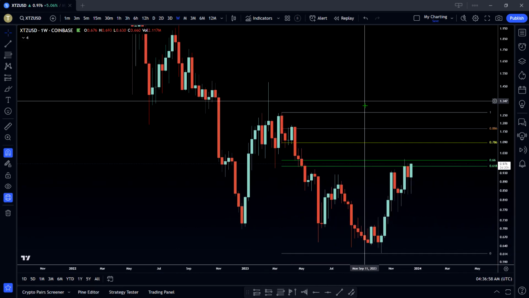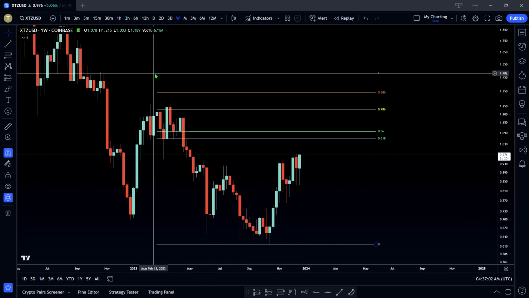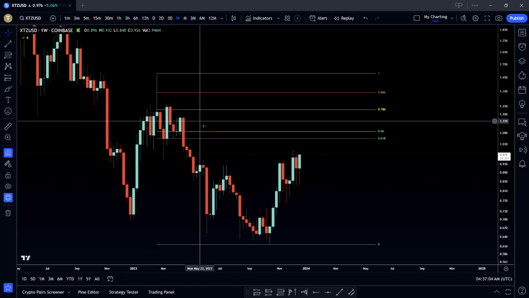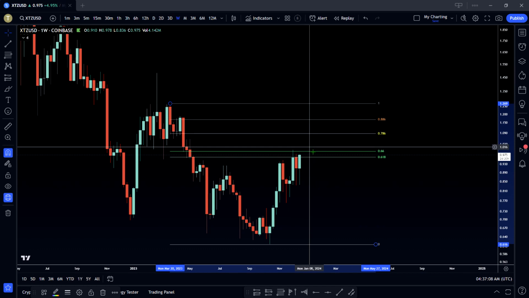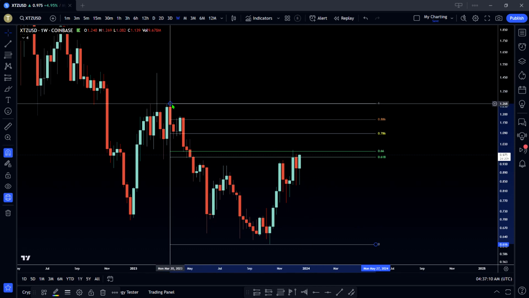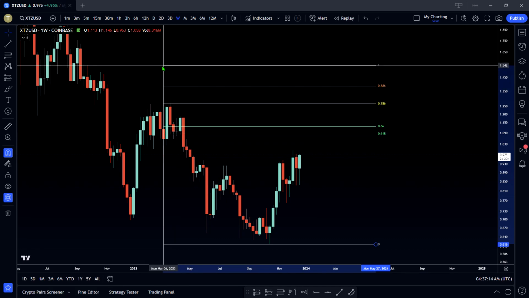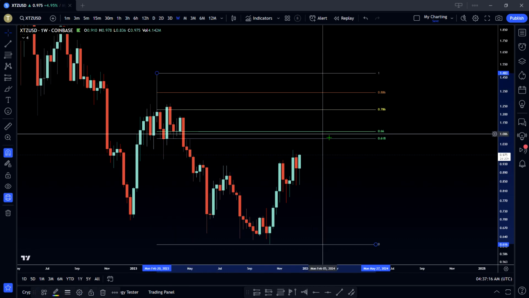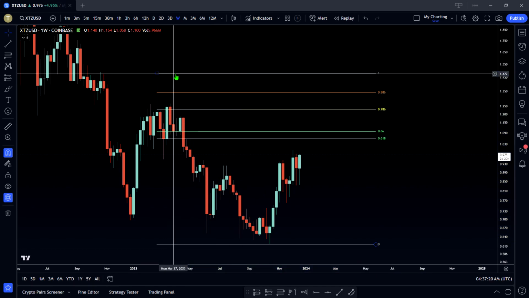So again, one might think it's going to be, oh, right here. Now, I want to be very clear. If we lose this 618 right here, I would then be expecting 786, but I'd also be looking at this fib pull now, because we haven't come up to it yet.